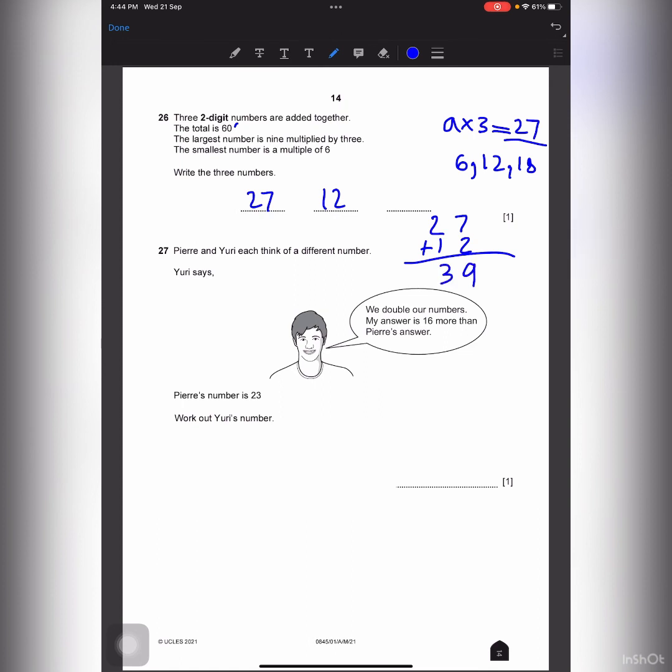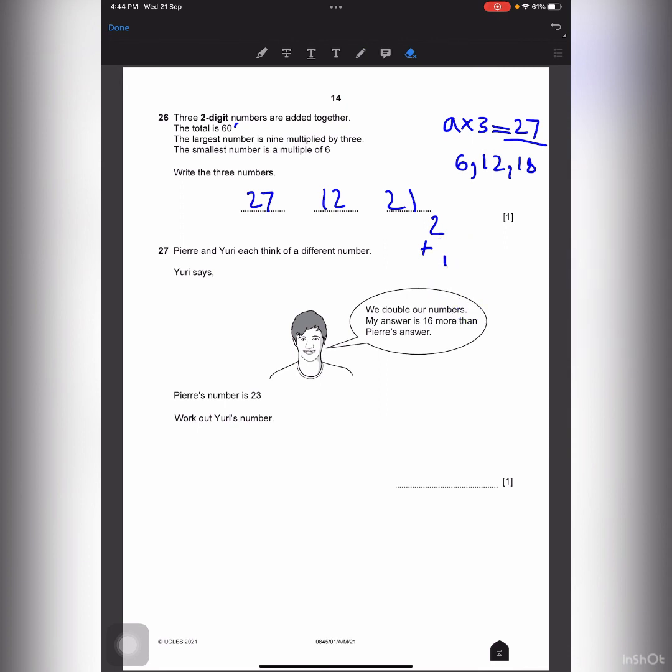So we got 39. So if we do 39 plus 21, what will we get? So 10 goes up there, and then 60. So the one more number that we have to add is going to be 21. So there we go. You can write that.